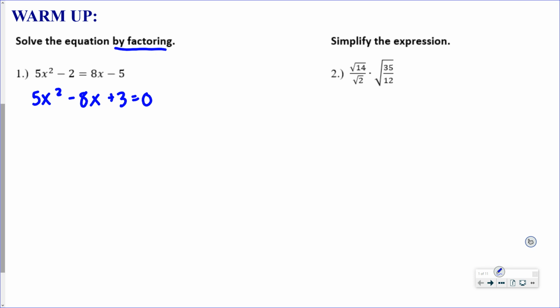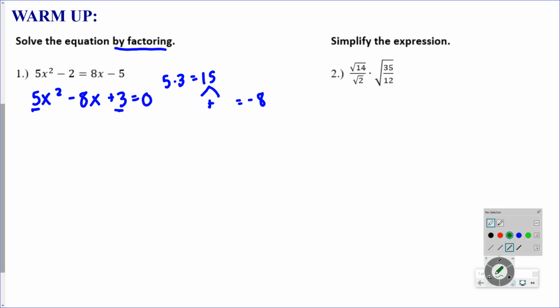How many terms do I have left? 3 with a 5 in front, so I'm going to do the AC method. 5 times 3 is 15, so you've got to find two numbers that multiply to 15 and add to negative 8. Okay, did anybody get those two numbers? Negative 3 and negative 5. Negative 3, negative 5. Good job. Thank you, Wesley.